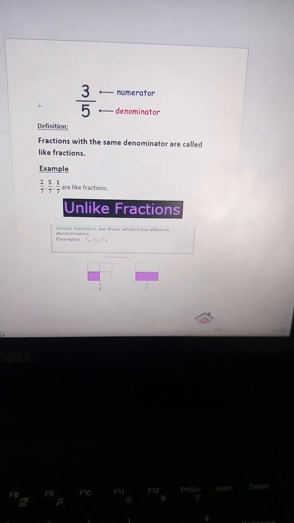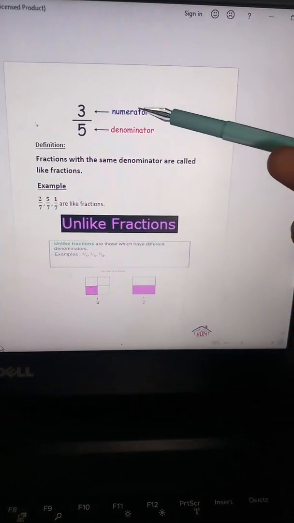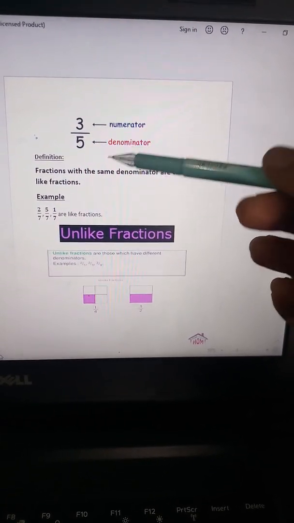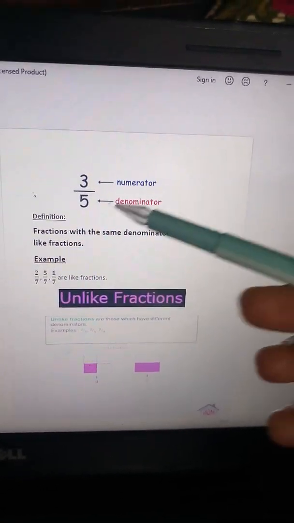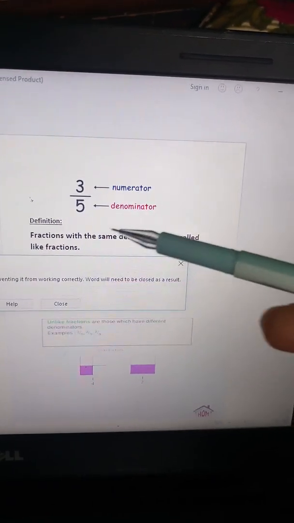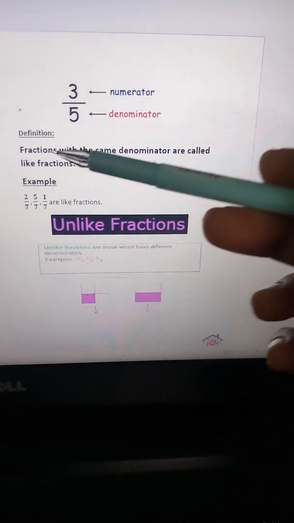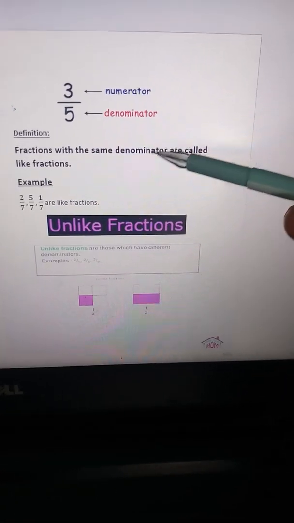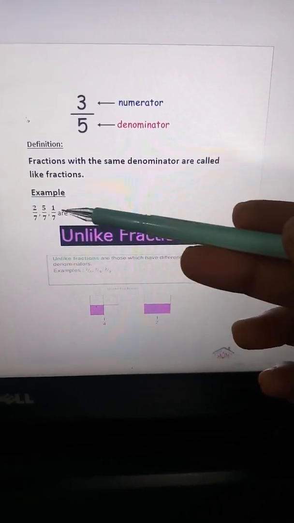The next topic is fractions. A fraction looks like this, and the upper part of the fraction is called the numerator and the lower part of the fraction is called the denominator. Now you have to know what like fractions and unlike fractions are. Like fractions are fractions with the same denominators, and an example is given there.